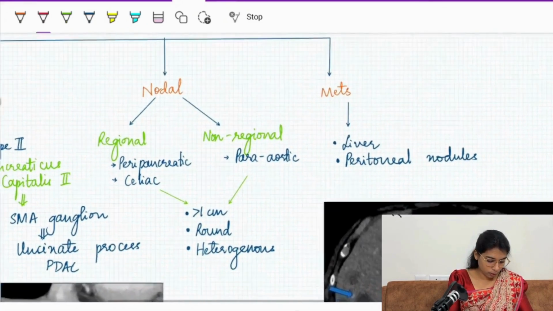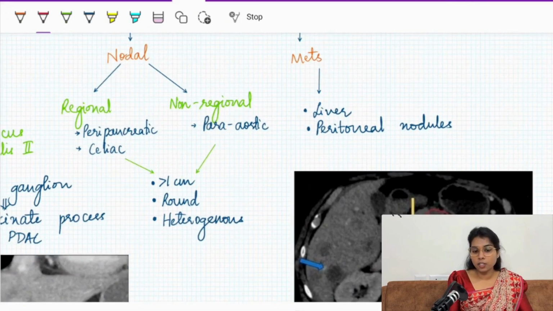Moving forwards to the nodes, we have regional and non-regional, regional being peripancreatic and celiac, non-regional include all other nodes except these 2, peripancreatic and celiac nodes, right? Do we call any node as involved? Because even in normal patients, you will be seeing para-aortic nodes which are present. So do we call them involved? No. Only if it is meeting these criteria. If it is more than 1 centimeter, or round in shape, or if it is heterogeneous in nature, these 3 criteria will tell that this node is a suspicion for the spread of malignancy.